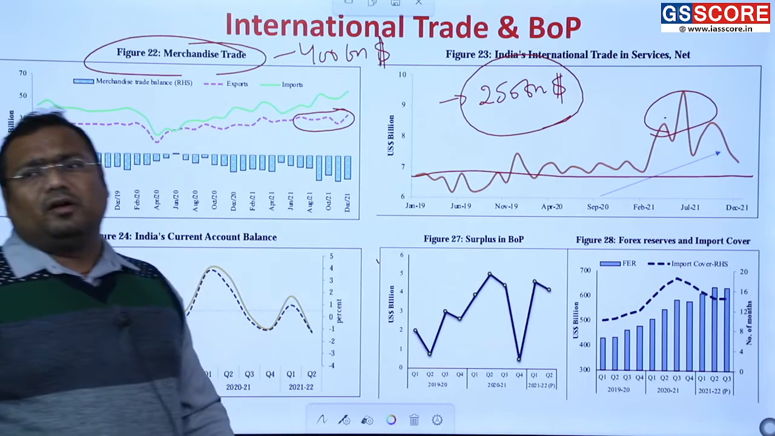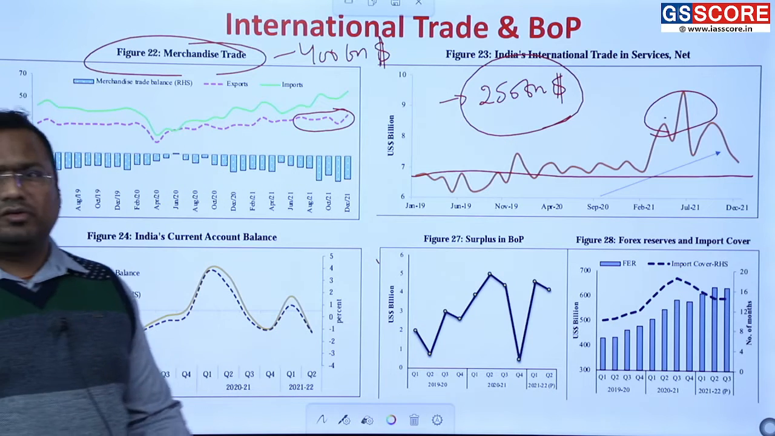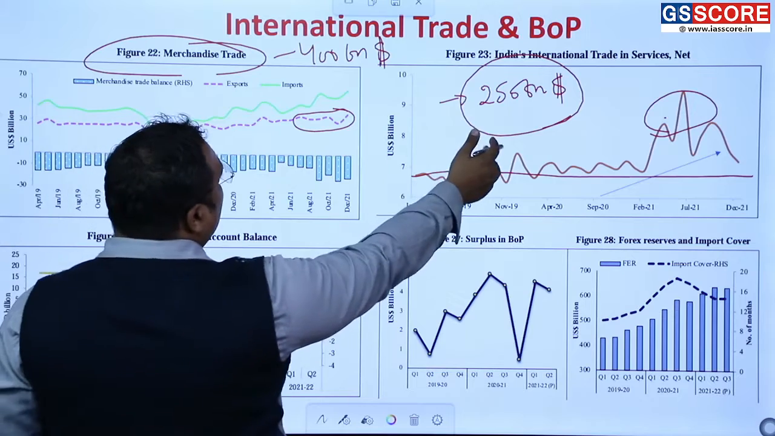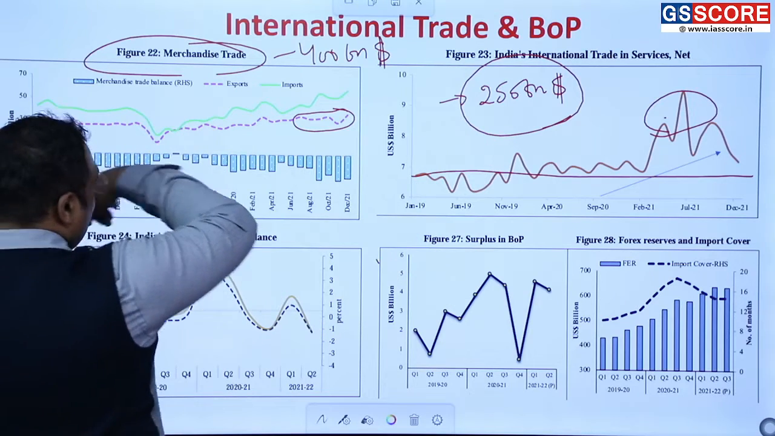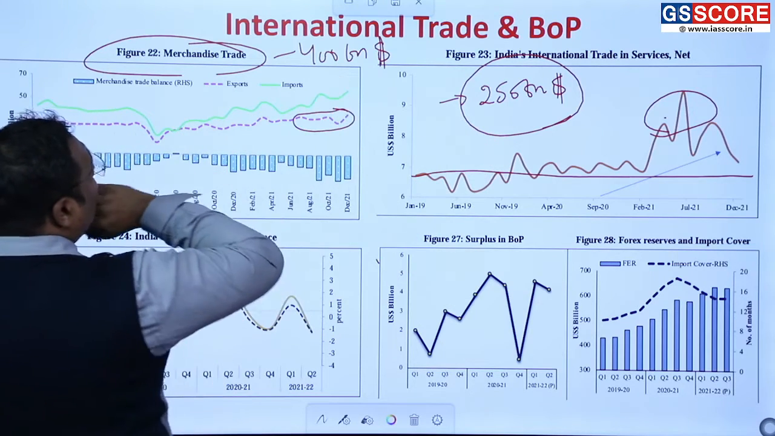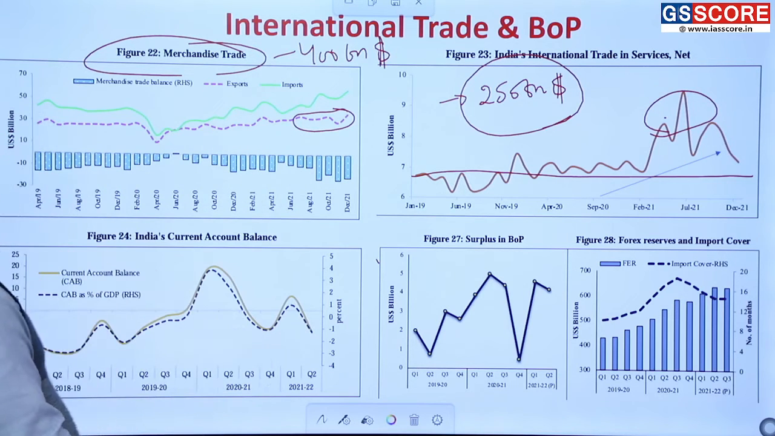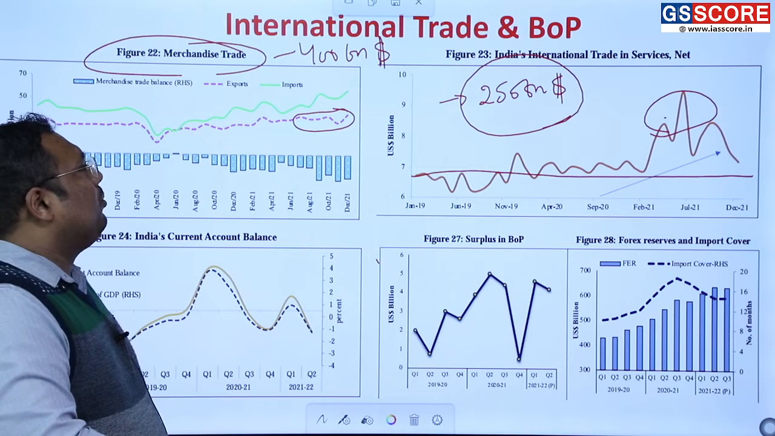So in trade, we have broken our previous records in a way, and we have registered good increase. So that is there for us to see. So trade, exports, we are doing well. Okay, and when we talk about imports, that is where we have a sort of trouble, because our imports are consistently higher than our exports, and there is a big gap between our exports and imports.